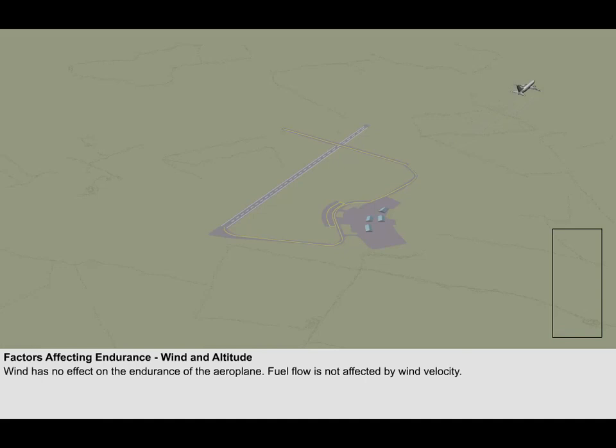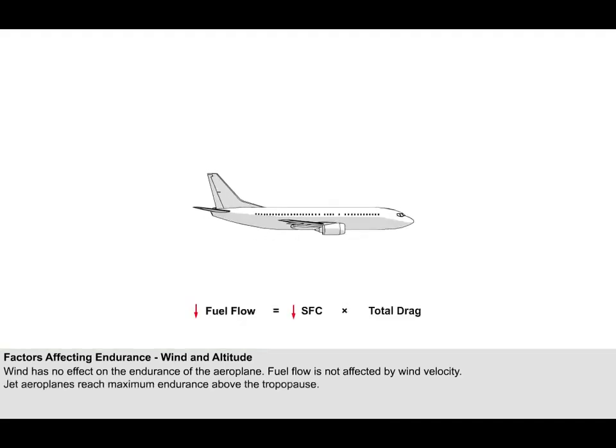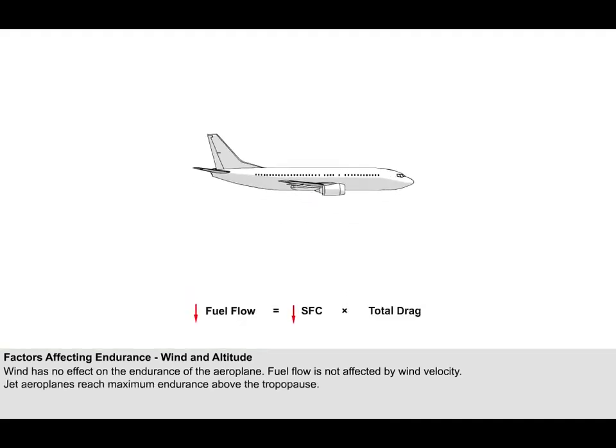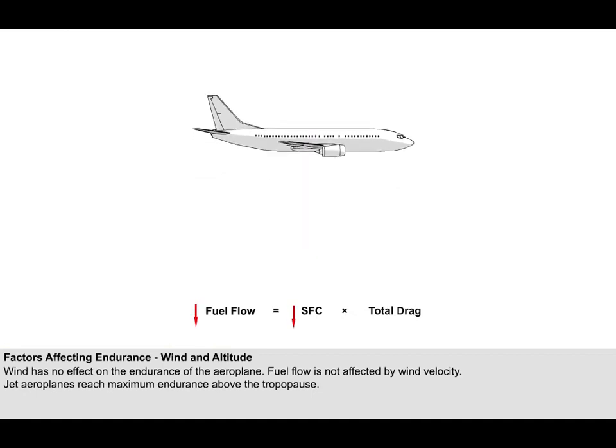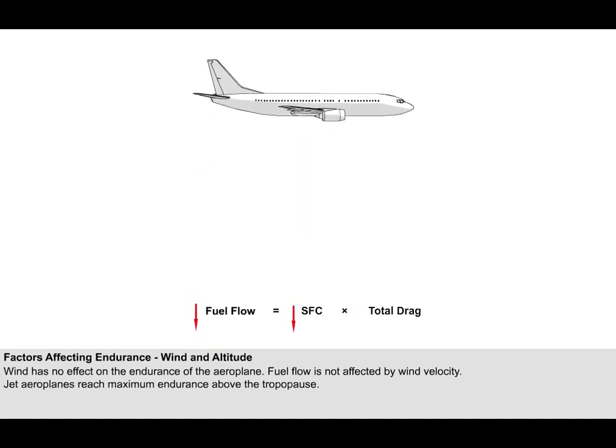Whatever the effect of wind on range, an aeroplane will still remain airborne only for as long as it has usable fuel in its tanks. Altitude, however, does affect endurance. Its effect, though, is a little complicated and is very dependent on engine type. Generally, jet aeroplanes become more efficient as altitude increases, partly due to the decreasing ambient temperature, but also because of the increasing RPM required to maintain thrust. Therefore, theoretically, the maximum endurance of a jet aeroplane will be achieved when flying at or above the tropopause, where the ambient air temperature is lowest.